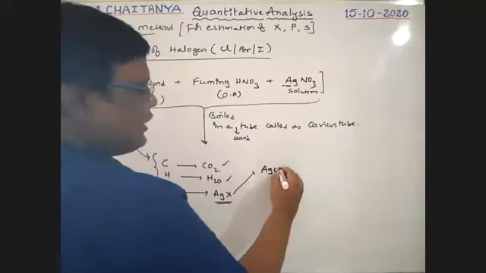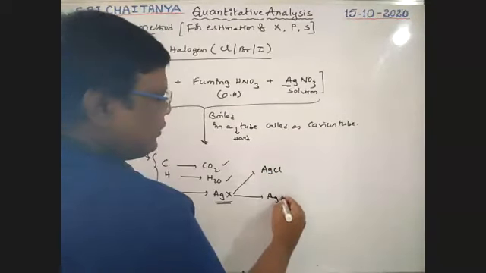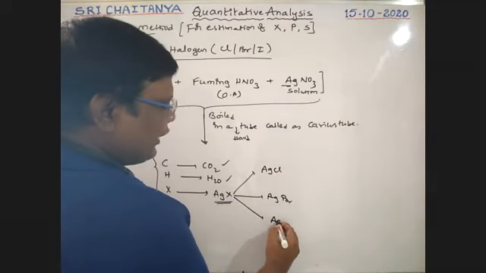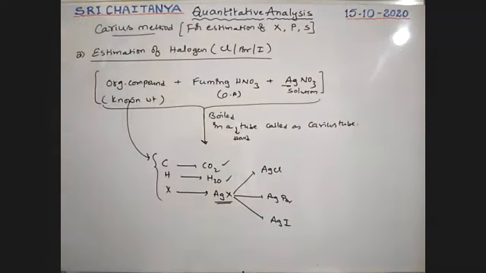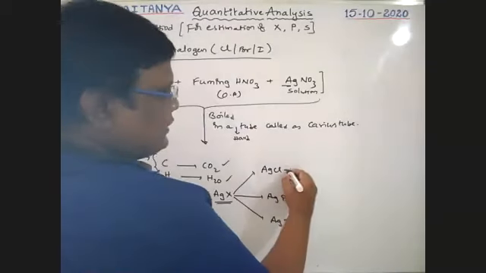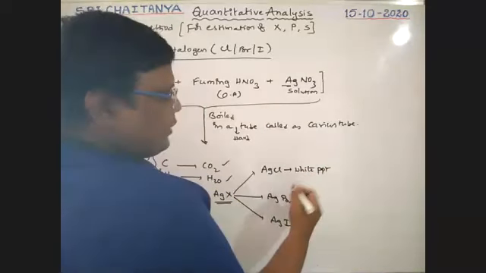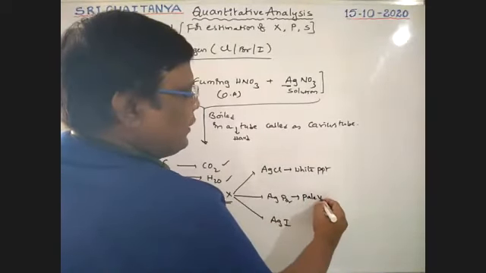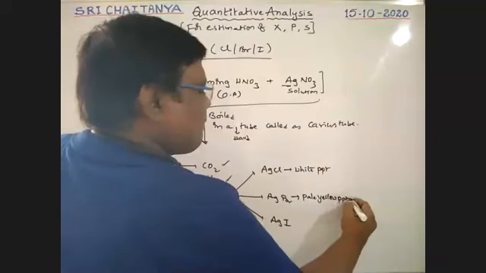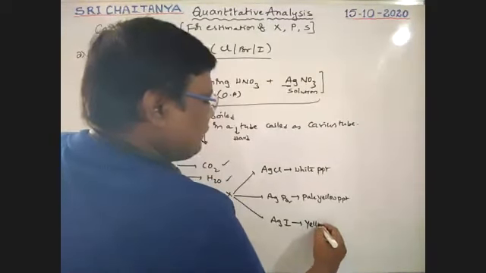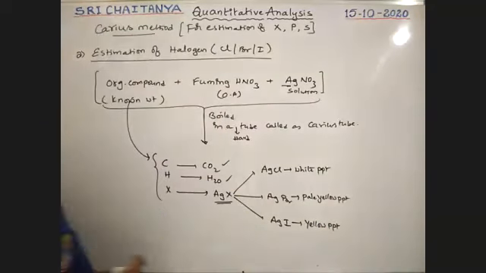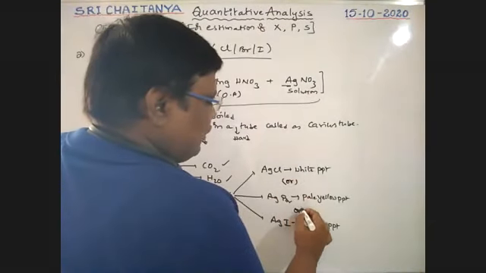The silver halide may be AgCl or AgBr or AgI, depending on the nature of the element. AgCl is a white precipitate, AgBr is a pale yellow precipitate, and AgI is a yellow precipitate, boys. So now it is this one or this one or this one.